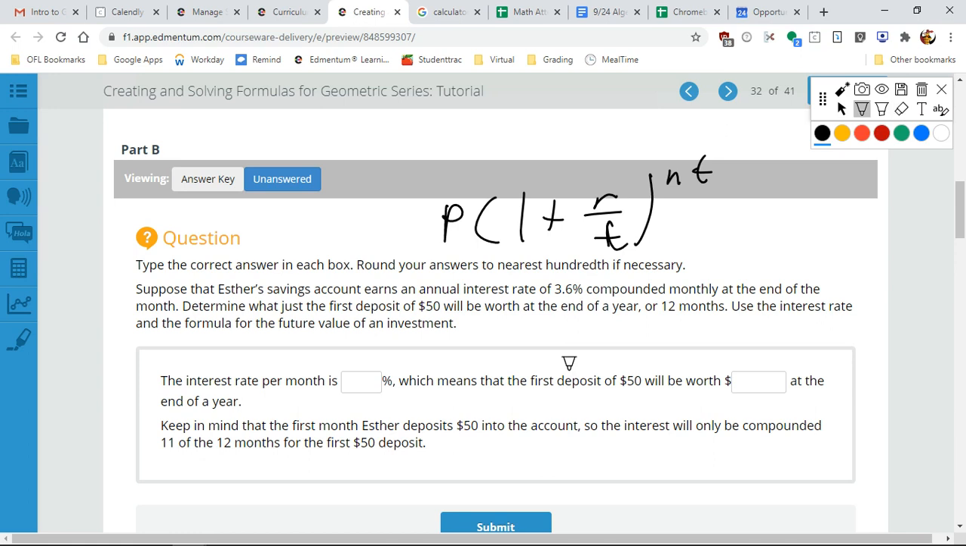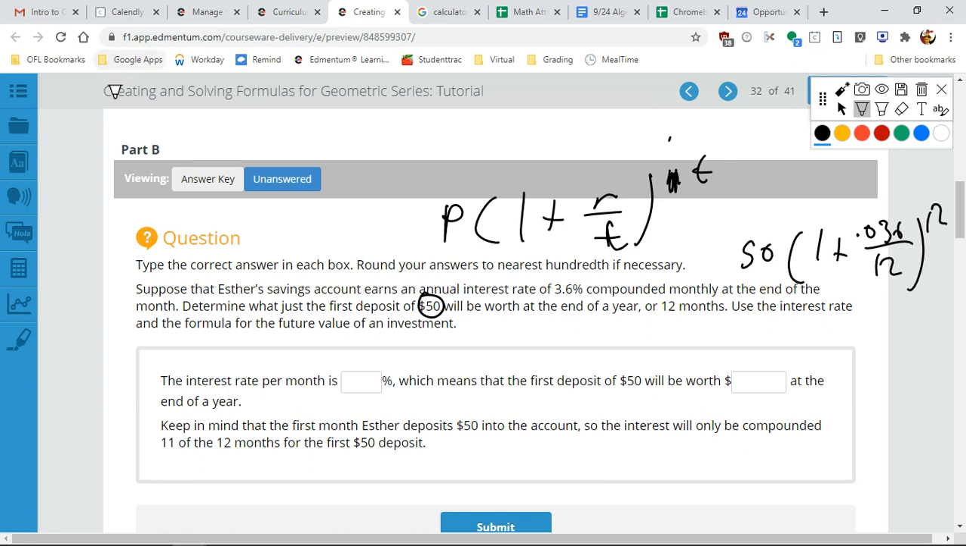So when I do this formula, I'm going to get my principal. My principal is $50 times 1 plus, this is over 8 years, right? You have to figure out the interest rate, which means what $50 would be worth at the end of the year. We're doing 1 year. So if we're doing 1 year, we don't need an n. So this is going to be 0.036, because we have to do it in a decimal, over 12 to the 12th power.